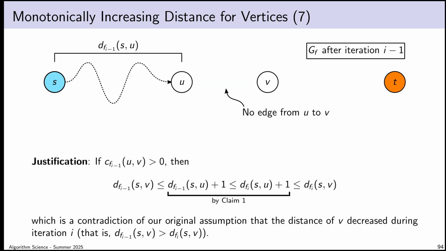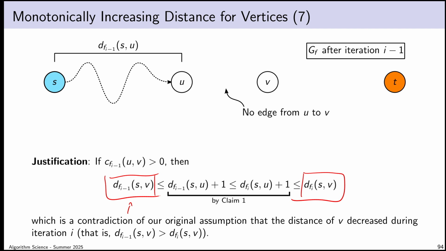Okay. Claim 1 told me that the distance from S to U did not change, which means that d(S,U) plus 1 has not changed between iteration I minus 1 and iteration I. Additionally, from the way that we defined U, we know already that at iteration I, the distance to U is just 1 less than the distance to V, which means that this equals this, basically. And what that shows across all of the inequalities is that the distance from S to V at iteration I minus 1 is less than or equal to the distance from S to V at iteration I.